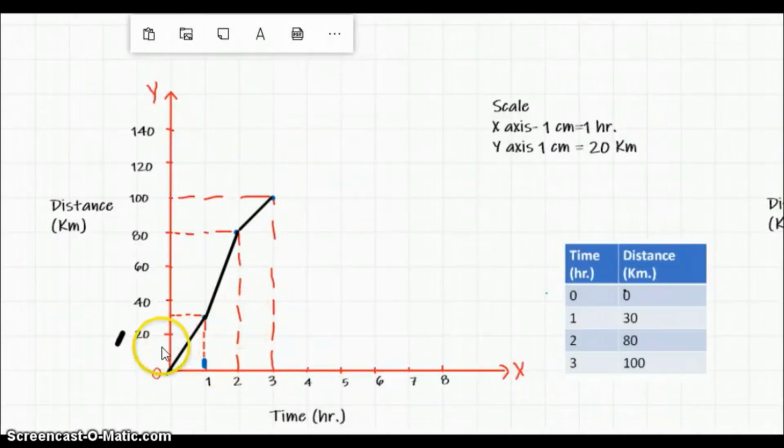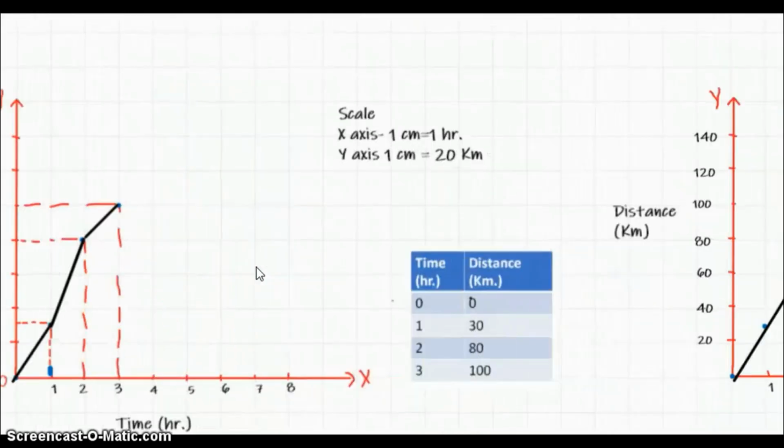So this is the first graph, and it is not a straight line. If you want to draw it, you have to move your scale twice or thrice. If it were a straight line, it would go like this, but it's not a straight line. So this is non-uniform motion. At different intervals of time, the vehicle is moving with a different speed. So this is non-uniform motion.